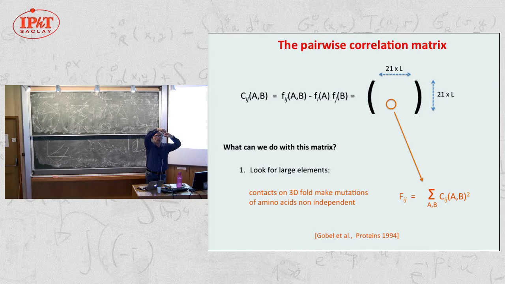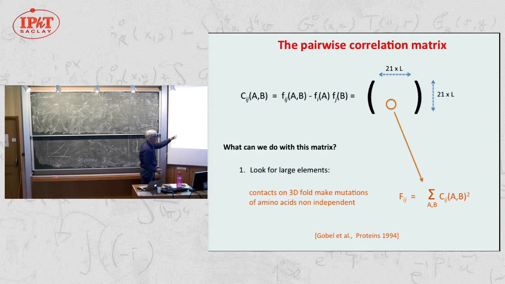If you make a mutation of a negatively charged amino acid into a positively charged amino acid, that will disrupt the contact on the structure. So this is bad unless some compensatory mutation is done on the other side. And that will create strong correlation. So maybe proximity in space is responsible for strong correlations.